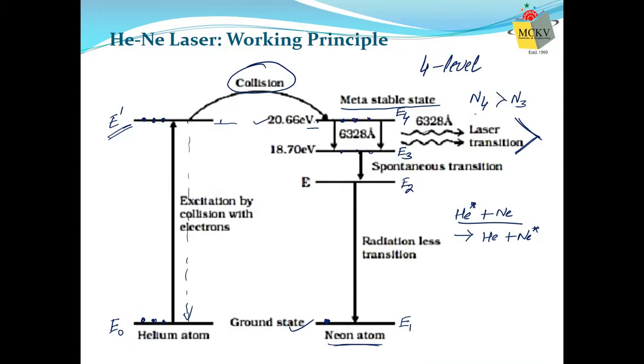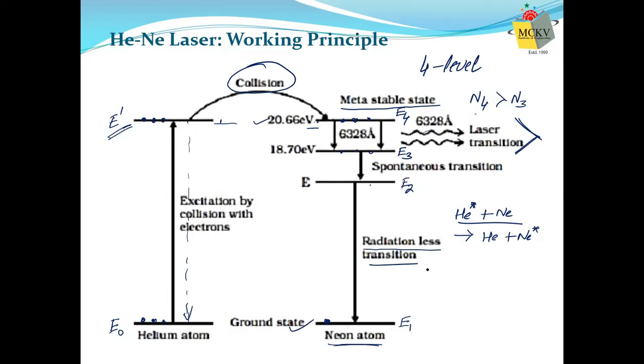The atoms which are coming down from E3 to E2 are releasing energy E3 minus E2. That energy is released by spontaneous emission, so it's not of our use. Again, the atoms which are coming down from E2 to E1 are releasing the energy in the form of heat energy, a radiation-less transition. There is no photon created. Heat is created, so it is also not of any use for us. So we are only interested between E3 and E4.